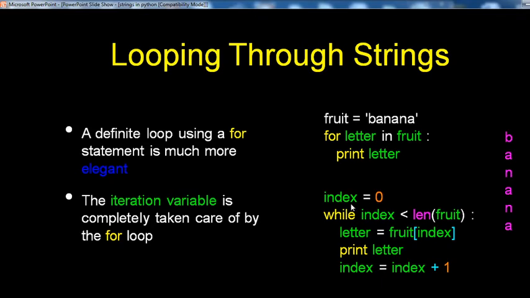Then with indices, if you want to define index equal to 0, then while index is less than len of fruit, letter equals fruit[index], print letter, and finally index equals index plus 1. That means if you define the index position as 0, then while index is less than the length of fruit, letter equals fruit[index], print letter, then index plus 1. That means using a for loop you can also define it for your indices. Finally, the output again comes out as banana.